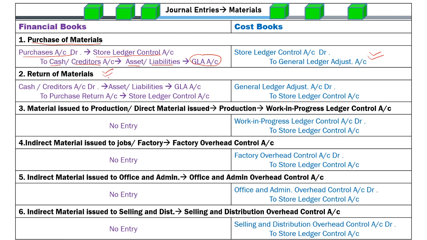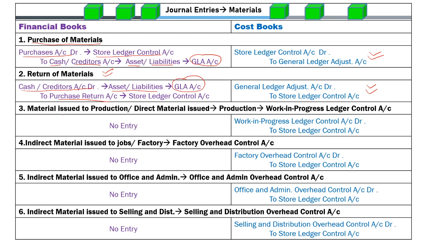The second transaction is return of material. It is the reverse entry of the first entry. In case of return of material, our entry in financial books is cash or creditors account debit to purchase return account. Now cash or creditors are assets and liabilities, so in place of them we use GLA account in cost books, and store ledger control account is decreased because material is returned to the supplier. So in cost books, our entry is GLA account debit to store ledger control account.